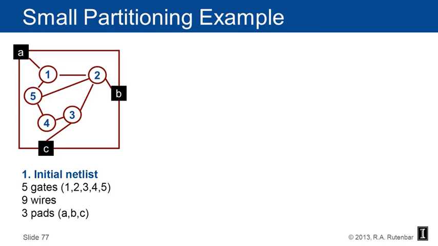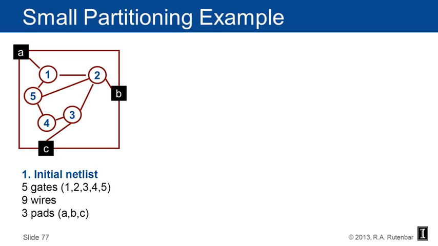Gate 1 is connected to pad A on the top left and also gates 2 and 5. Gate 2 is connected to pad B on the right side, but also gates 1, 5, and 3. Gate 3 is connected to gates 2 and 4, but also pad C on the bottom. Gate 4 is connected to gates 3 and 5. And gate 5 is connected to gates 1, 2, and 4.